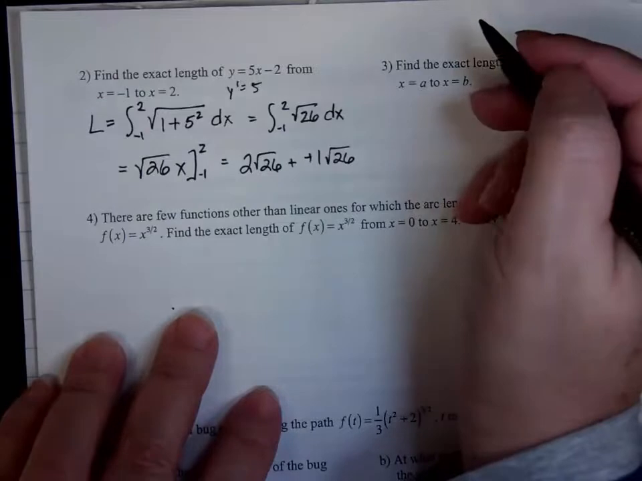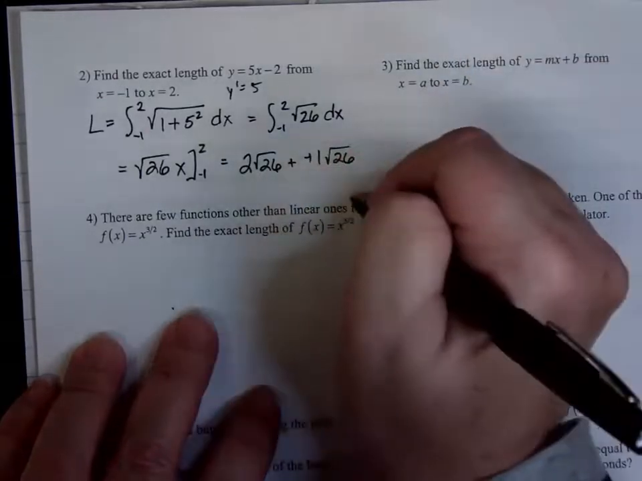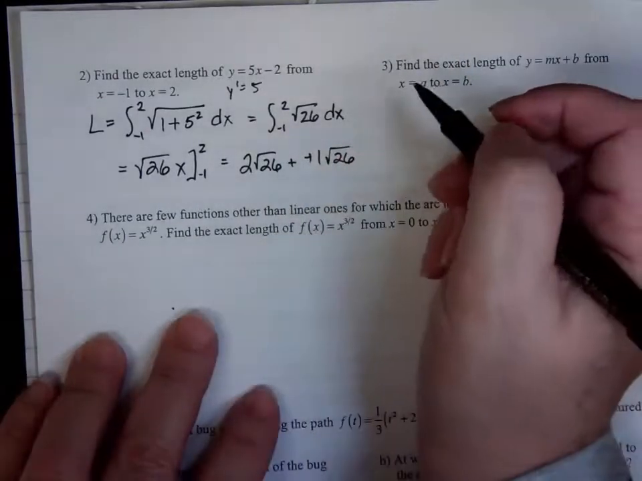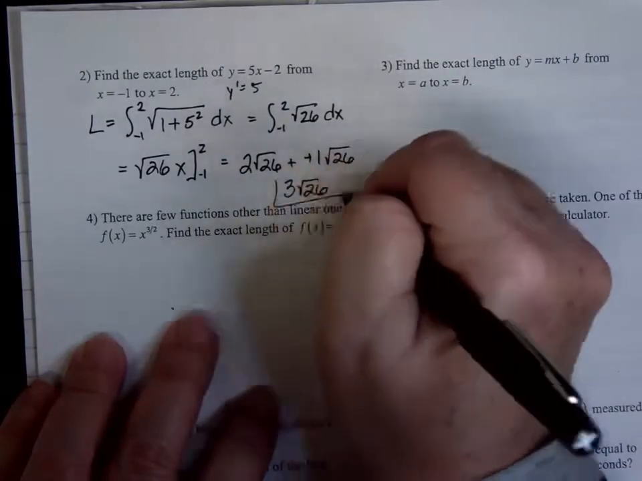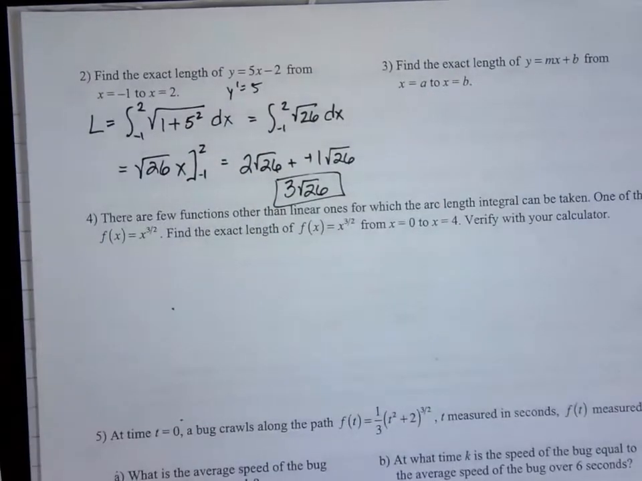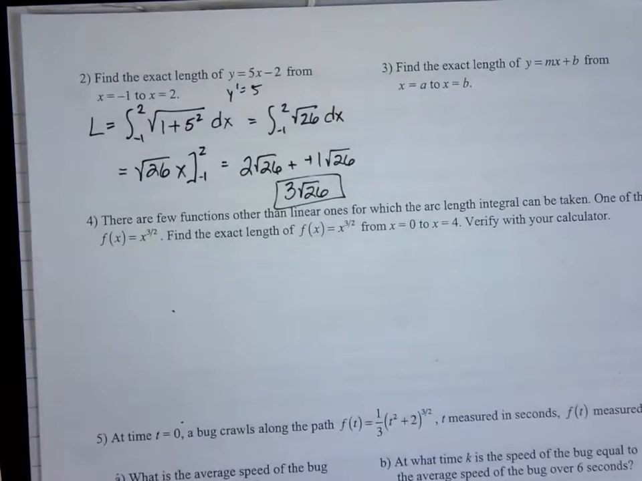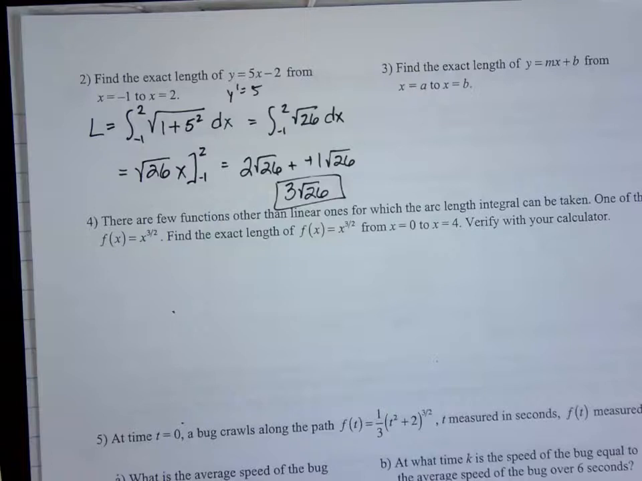So what do I get? How do you add those together? It's just 3 square root of 26. And that is the length of that piece of line from negative 1 to 2. That wasn't too hard. Once you remembered how to take the integral of the square root of 26, then you're good to go, right? Questions on that one? Pretty straightforward.